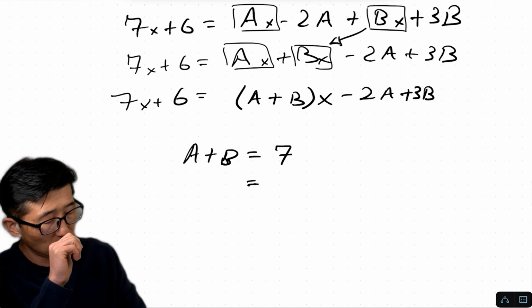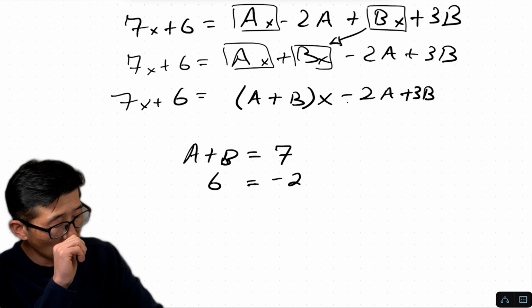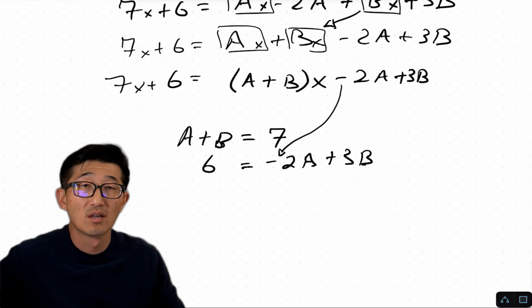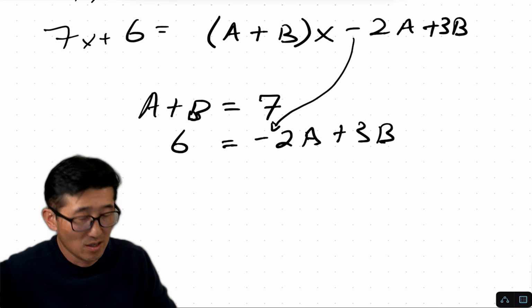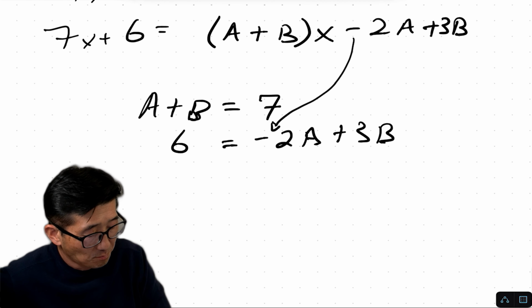6 equals 2A plus 3B. Don't forget the negative sign. You see it? Oh yeah, negative 2A plus 3B. Sorry, those are sleepy mistakes. Okay, so hang in there. We're almost done.